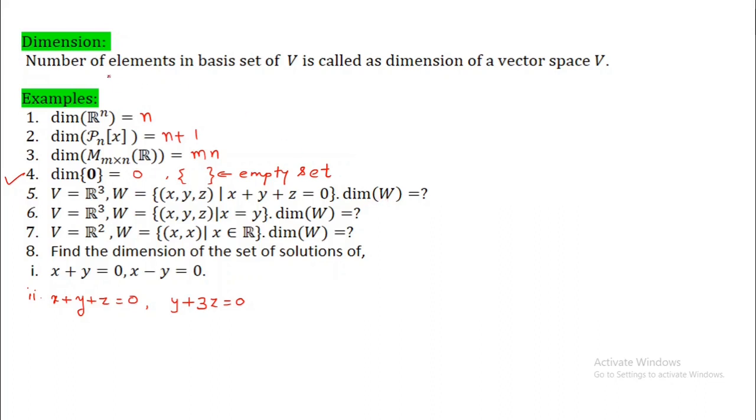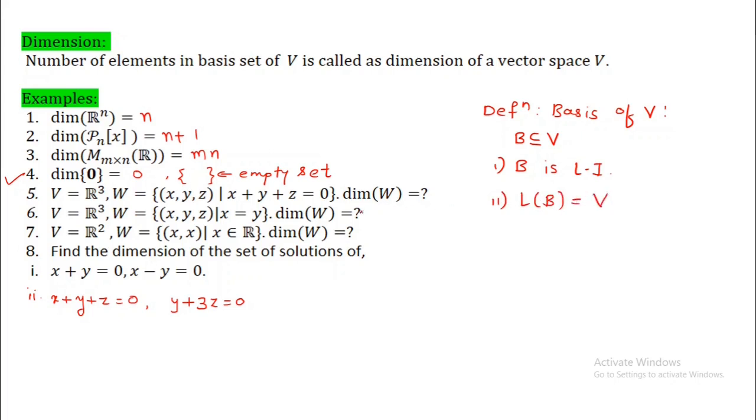As we know, the definition of dimension is what? The number of elements in the basis set. So simply we will try to recall the definition of basis of a vector space V. A subset B of V is said to be a basis if first, B is linearly independent, and the second condition is what? The linear span of B is equal to V.